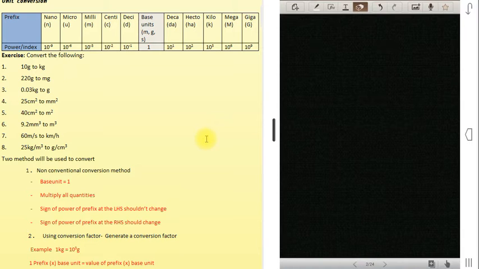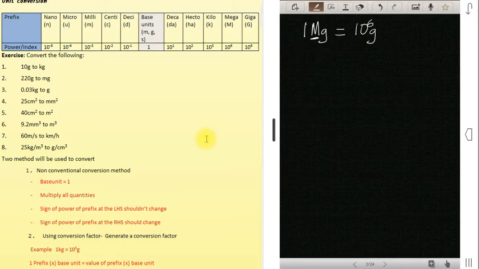All right, in using the conversion factor method, all you need to do is to generate the conversion factor. To generate the conversion factor, take for instance, you want to convert from megagram to gram. So 1 megagram will be the same thing as the value of the prefix, that is 10 to the power of 6 of the base unit.